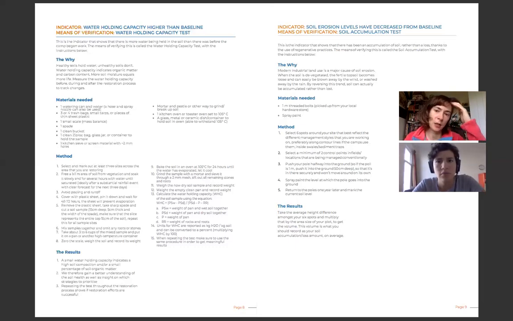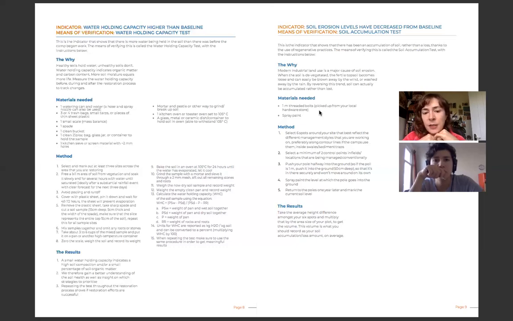So the next test is about soil erosion. So we want to see that soil erosion is decreased and that you are actually accumulating soil rather than it being eroded. And this test is very simple. All you need is some sort of marker that's like a pole that's not going to biodegrade. So what the camp in Guatemala does is just gets thick threaded bolts from a hardware store, sort of like big screws. Okay. Metal, and spray paint.